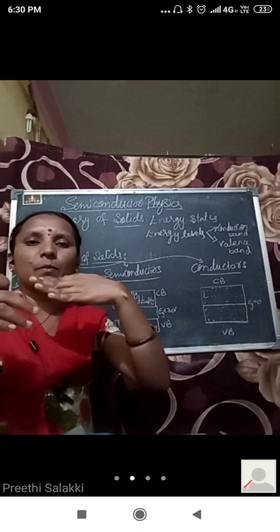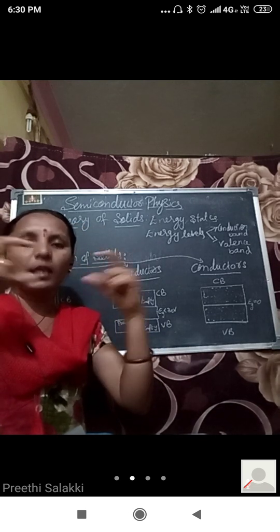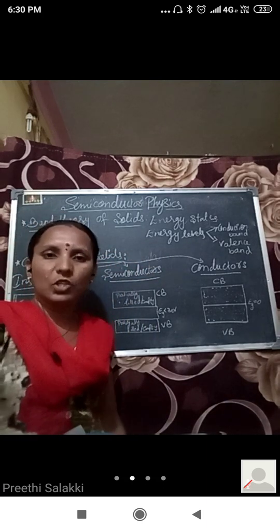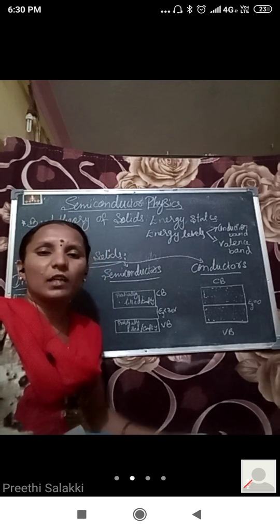Valence band and conduction band. The gap between valence band, which is there at the bottom, and conduction band is called band gap or energy gap. Try to understand well enough. This is a gap which is measured in terms of distance.